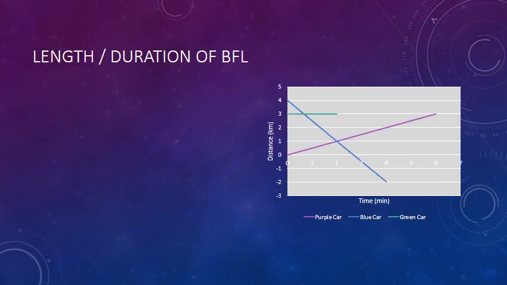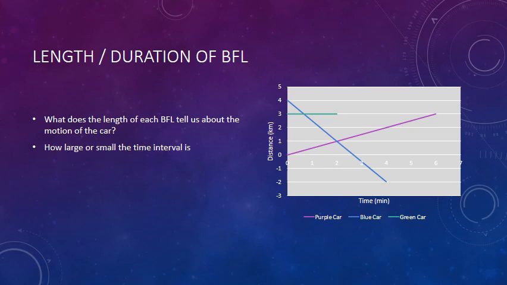The next characteristic we're looking at on a graph is the length or duration of the best fit line. So the length of that line is essentially just telling us how large or small the time interval is over which we're evaluating the motion of an object.